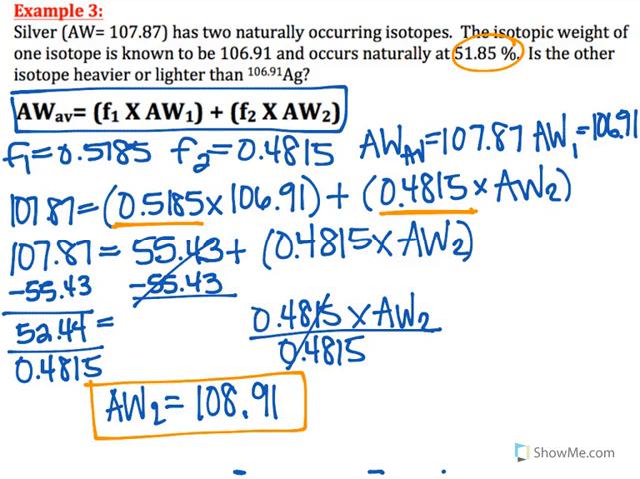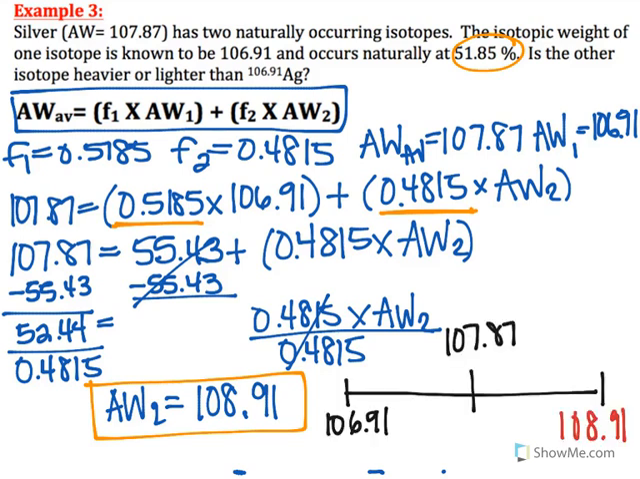Now to look at this, we have to see, does this make sense? And yes, it does, because for our average to be 107.87 and one of our isotopes to be 106.91, the second isotope must be greater than the average, or 107.87. And let me show you in this little diagram. Again, our value needs to be greater than the average for 107.87 to be our average if the other isotope is 106.91.